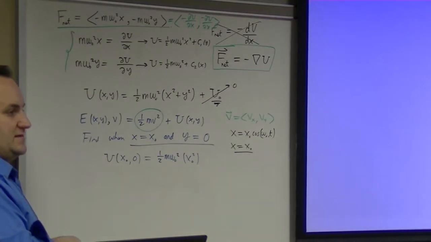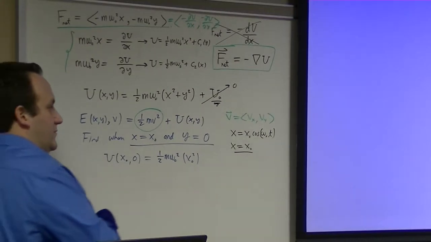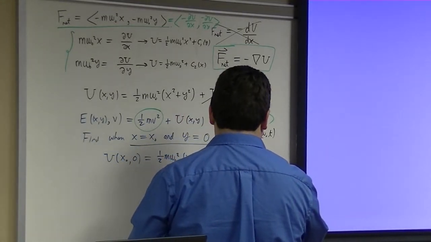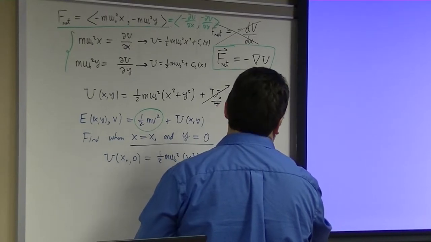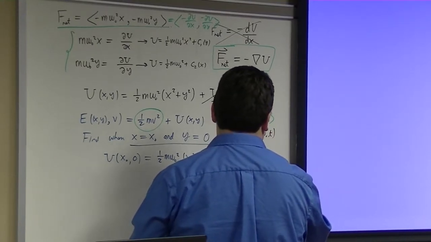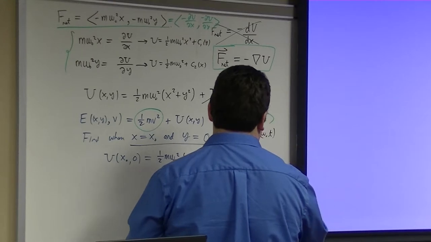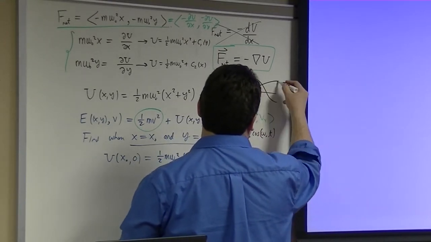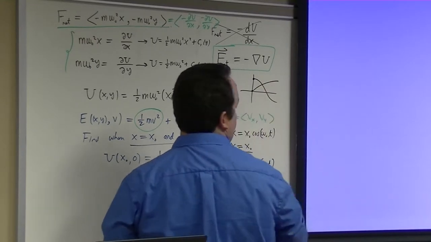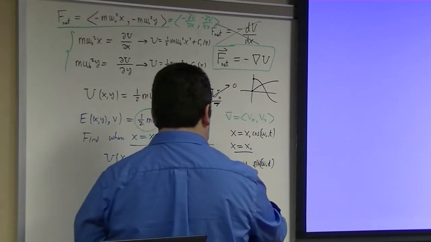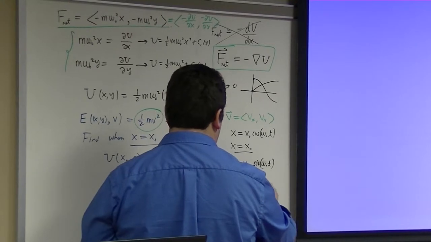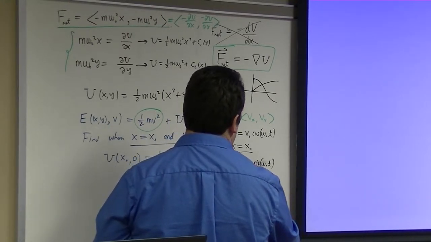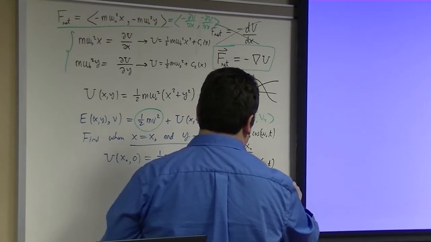What happens to the sine? The other one was y equal to y naught sine omega t, and that has to be equal to zero. If you think about cosine looking like this and sine looking like that, when you're up here, you're down there. How about dy dt? It's plus omega naught y naught cosine omega t, right?